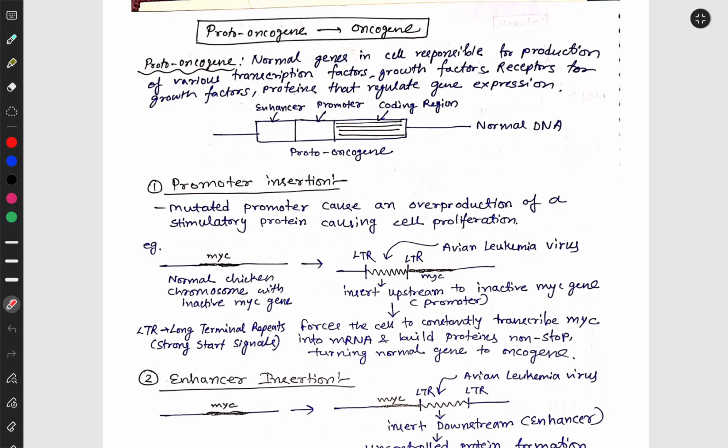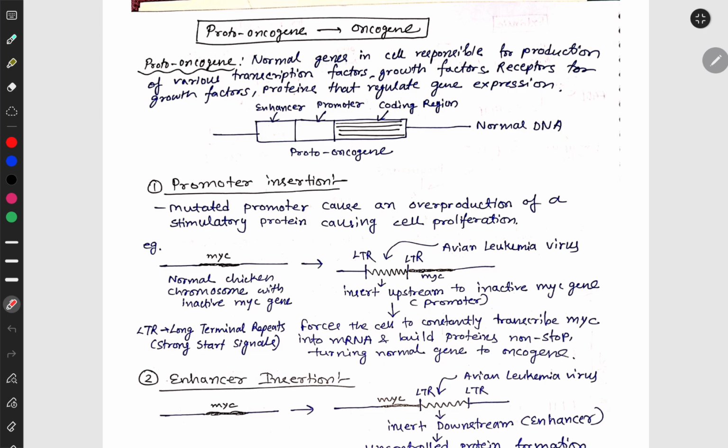Today we are going to discuss an important topic of cancer, that is conversion of proto-oncogene to oncogene. So, first of all, what is proto-oncogene? You have to remember that these are normal genes present in our body, which are responsible for production of various important things for our growth, like transcription factors, growth factors, receptors for growth factor, and proteins that regulate gene expression.